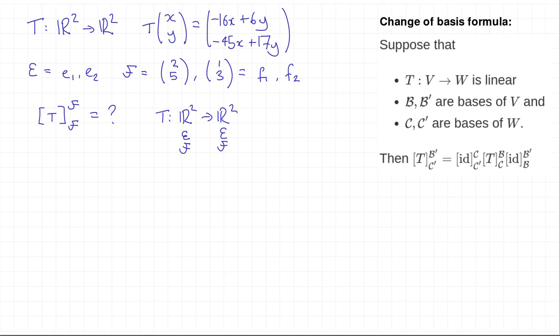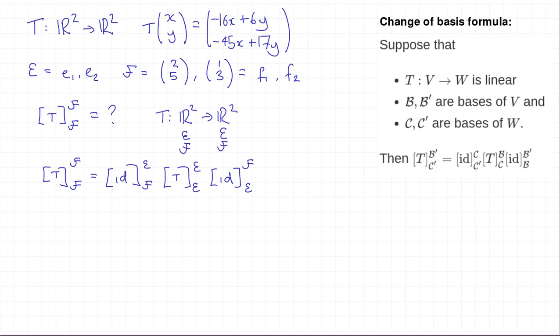So if we apply the change of basis formula, what it would tell us is that the matrix of T with respect to initial and final bases F will be equal to the matrix of the identity on R squared with respect to initial basis E and final basis F, times the matrix of T with respect to initial and final bases E, times the matrix of the identity with respect to initial basis F and final basis E.